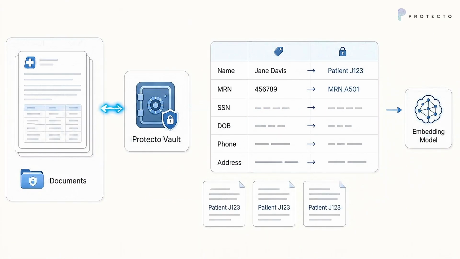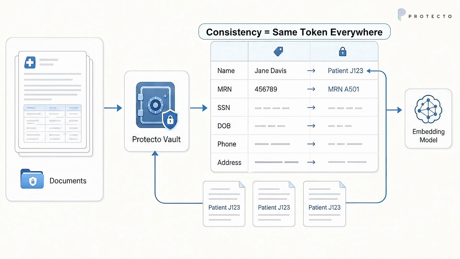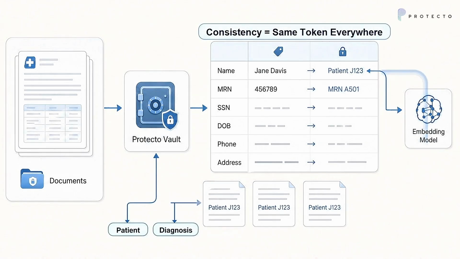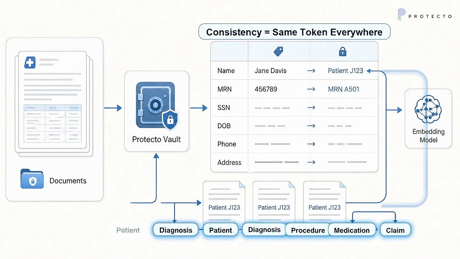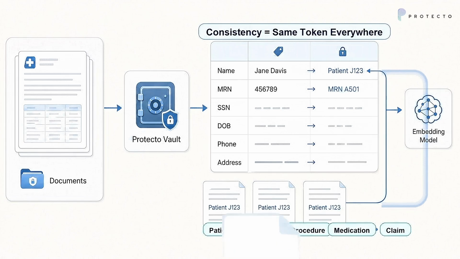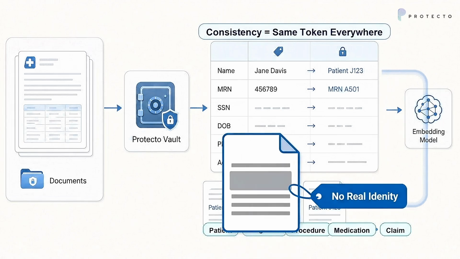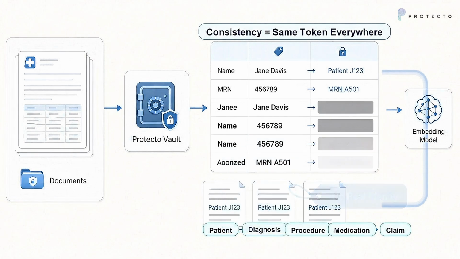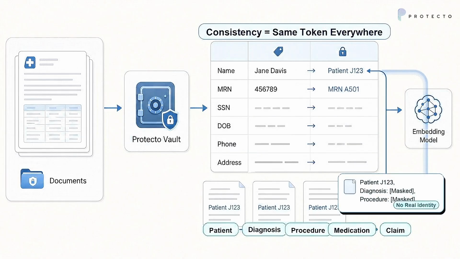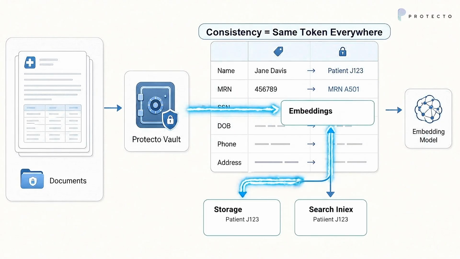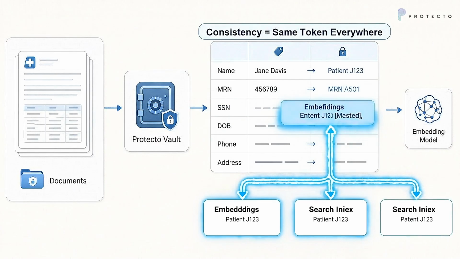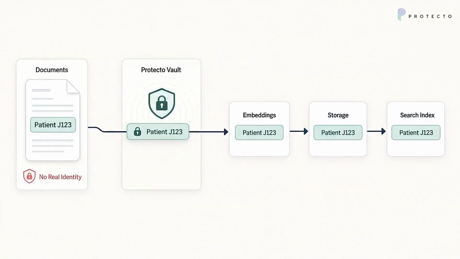That consistency is the whole trick. The identifiers change. The relationships between patient, diagnosis, procedure, medication, and claim stay exactly as they were. The document still means the same thing. It just doesn't carry a real identity anymore. That masked version is what actually moves forward. Everything downstream, the embeddings, the storage, the search index, only ever sees the token.